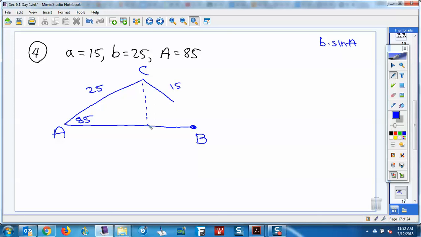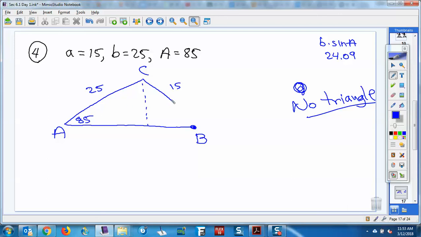What do you get? 25 times sine of 85. 24.09. So what do you know about this 15 right here? It's too short. So what do you know? No triangle. And you'd be done. Okay? Now, we got just enough time for lunch. No triangle is not too hard, even doing it without doing that.